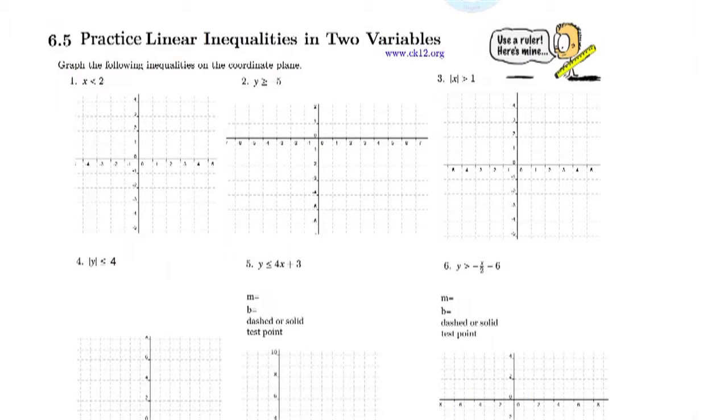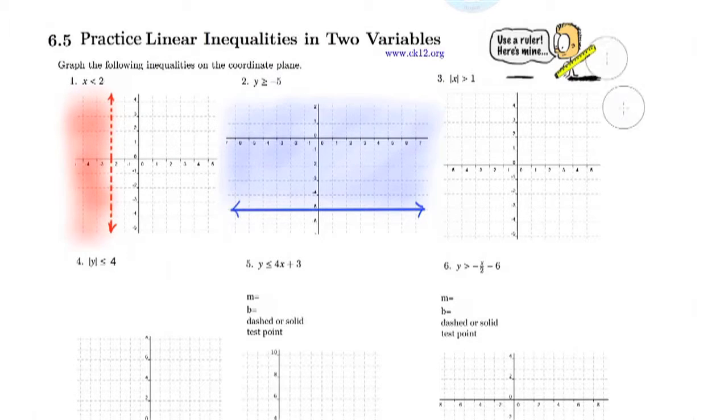In this video, we're going over the practice solutions for graphing linear inequalities in 1 and 2 variables. So for the first one, x is less than 2, we know this is going to be a vertical line, and it's dashed because it's less than, and the shading will be all the solutions on the left side of the line. For number 2, it's a horizontal line going through -5. Y is greater than or equal to -5, and it's all solutions above the line.